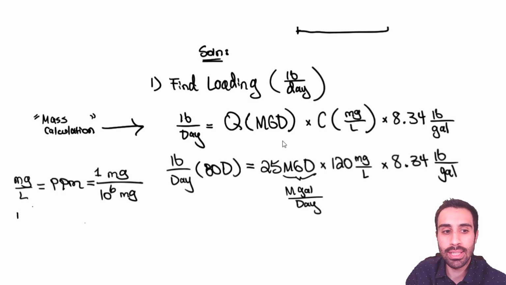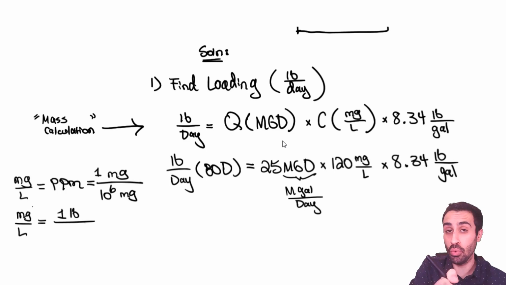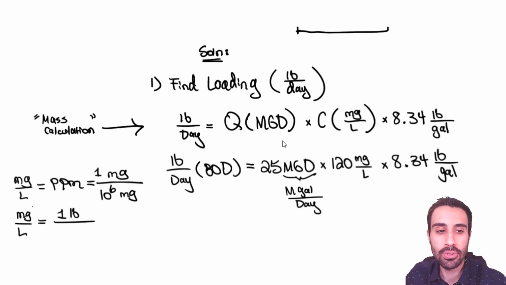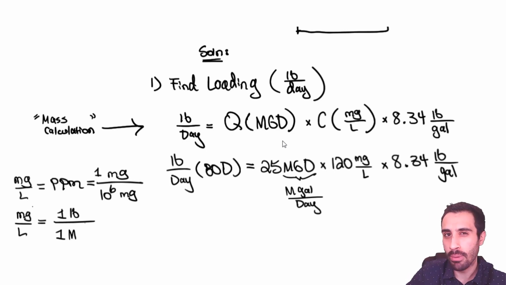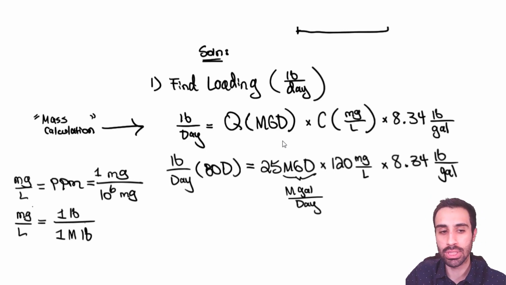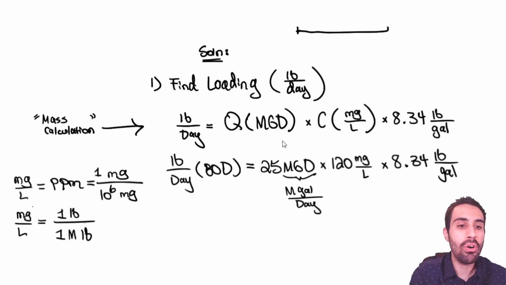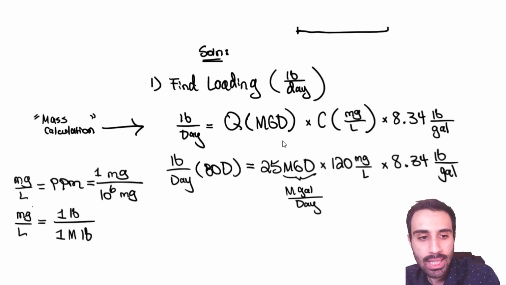And lastly, this translates to something in pounds. We can do this. A milligram per liter is a part per million, and it's going to be 1 pound per what? That same unit, but it's a million at the bottom, which is going to be 1 million pounds. So we can write it like that, 1 pound per 1 million pound. It's still a part per million, and it's still milligram per liter. These all are the same. So we can say that milligram per liter is 1 pound per 1 million pound.